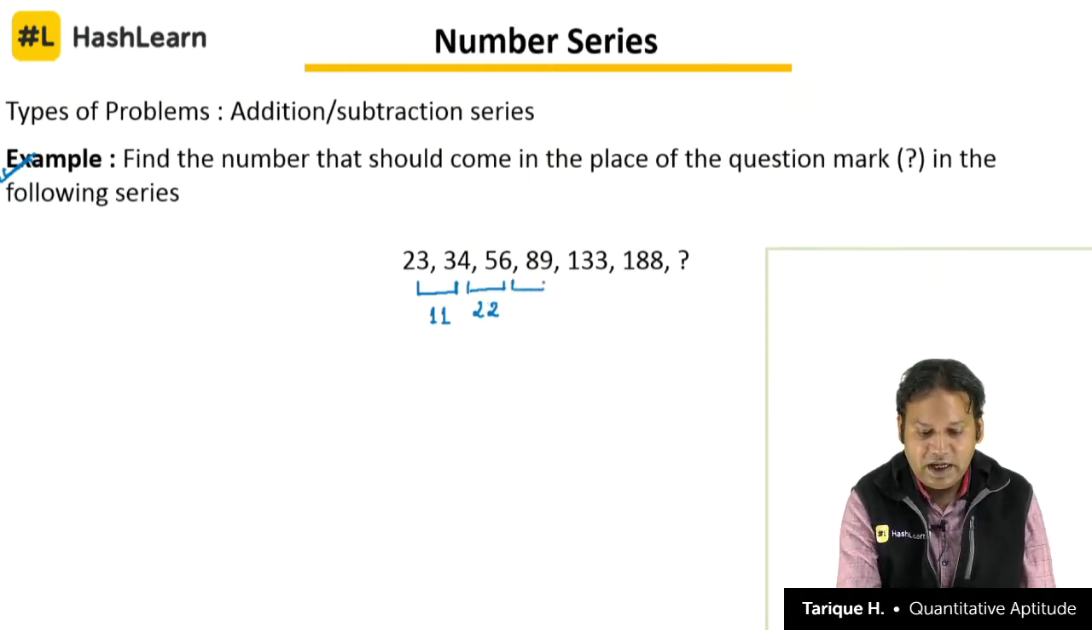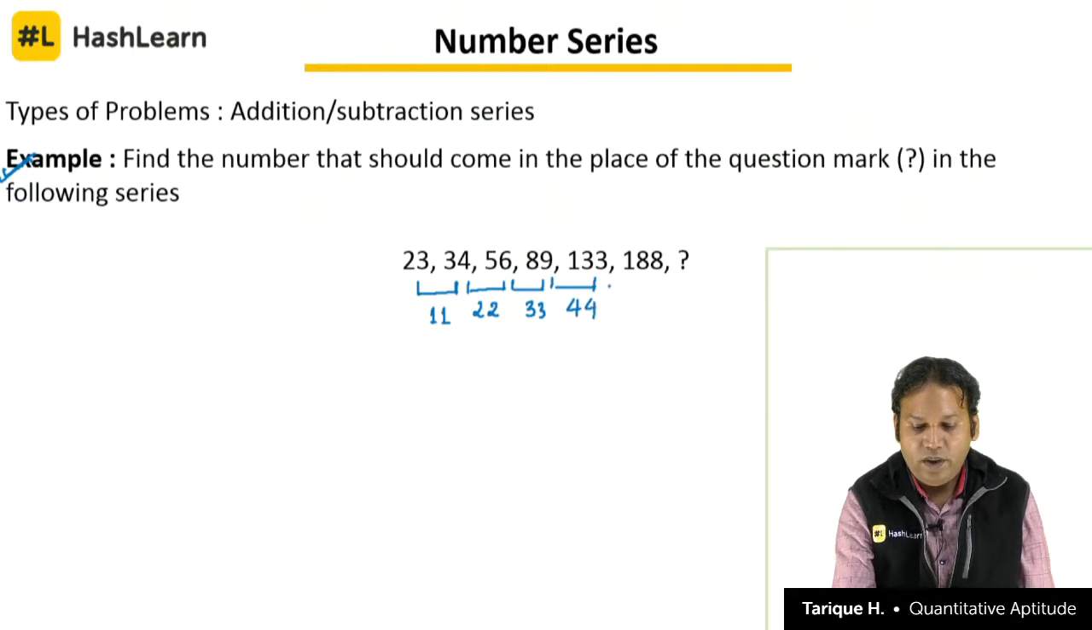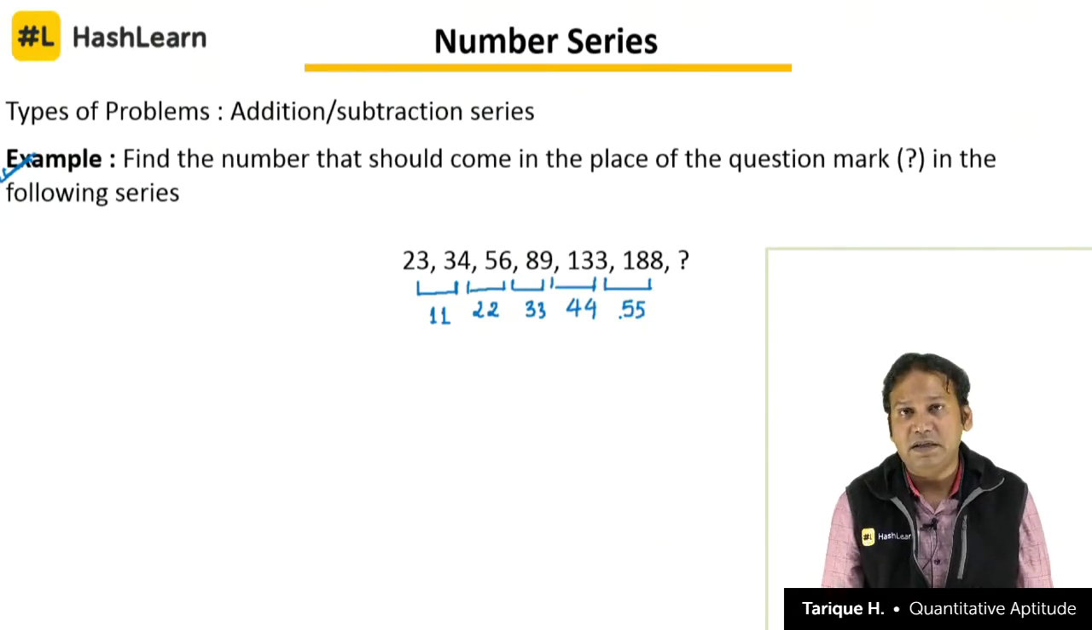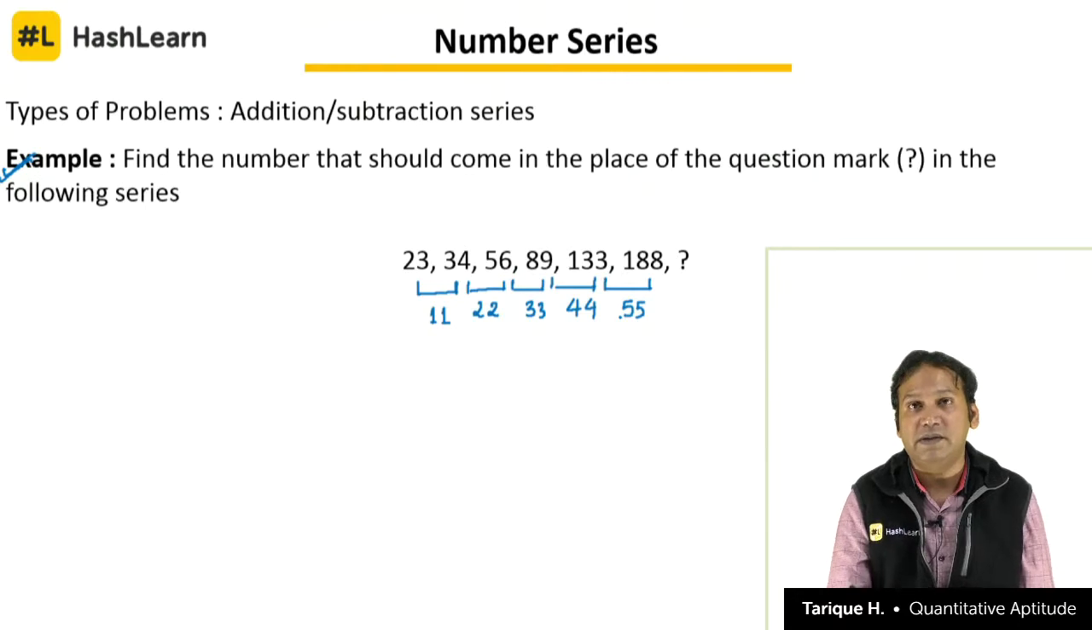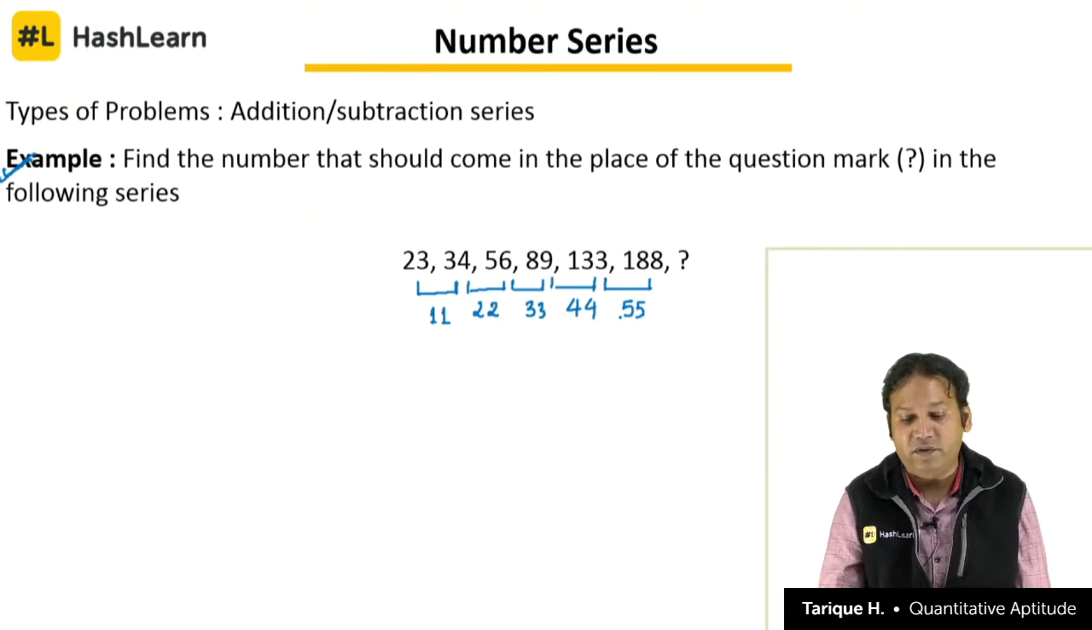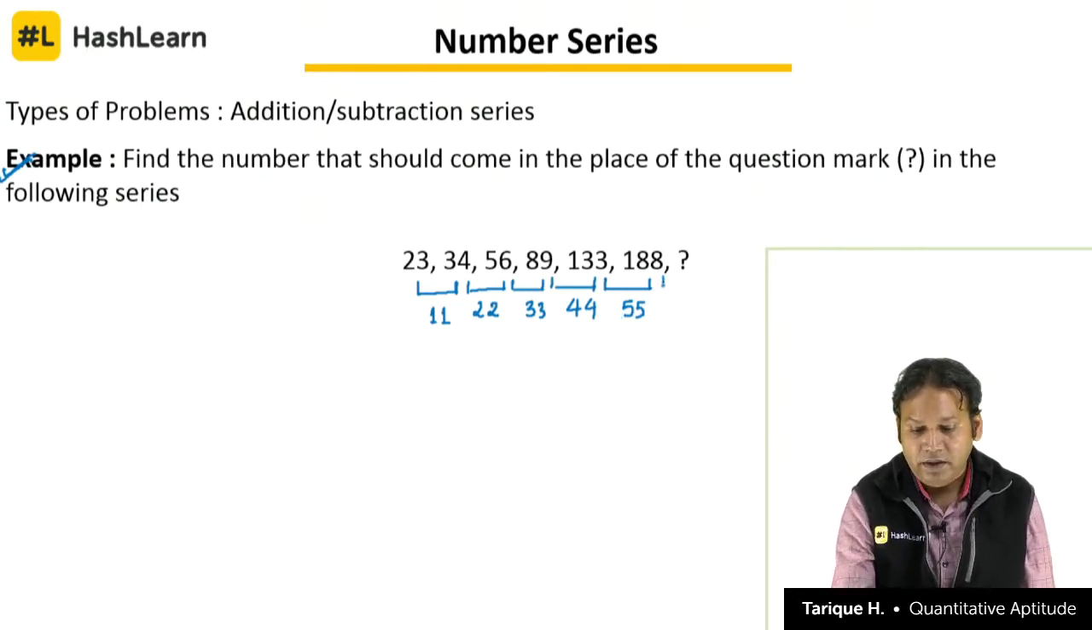56 and 89, the difference is 33. 89 and 133, the difference is 44. 133 and 188, the difference is 55. So what is this? This is not a multiplication series, we are adding multiples of numbers. So an addition series, but based on multiples of 11: 11, 22, 33, 44, 55. The next one should be 66.